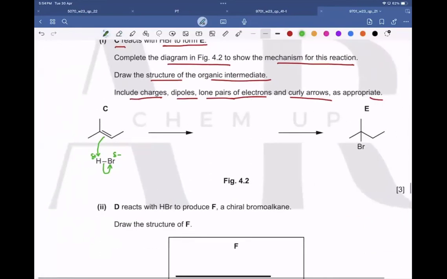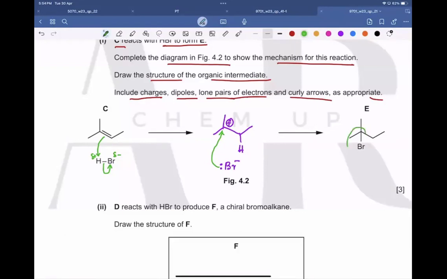If you see, the bromine is bonded to the carbon which is on the left of the double bond. So when I make the intermediate, I put the hydrogen over here, make this carbon positively charged, and put the bromide ion over here with the lone pair. Now, the lone pair attacks this positively charged carbon and then E would form. Is this clear to all of you?